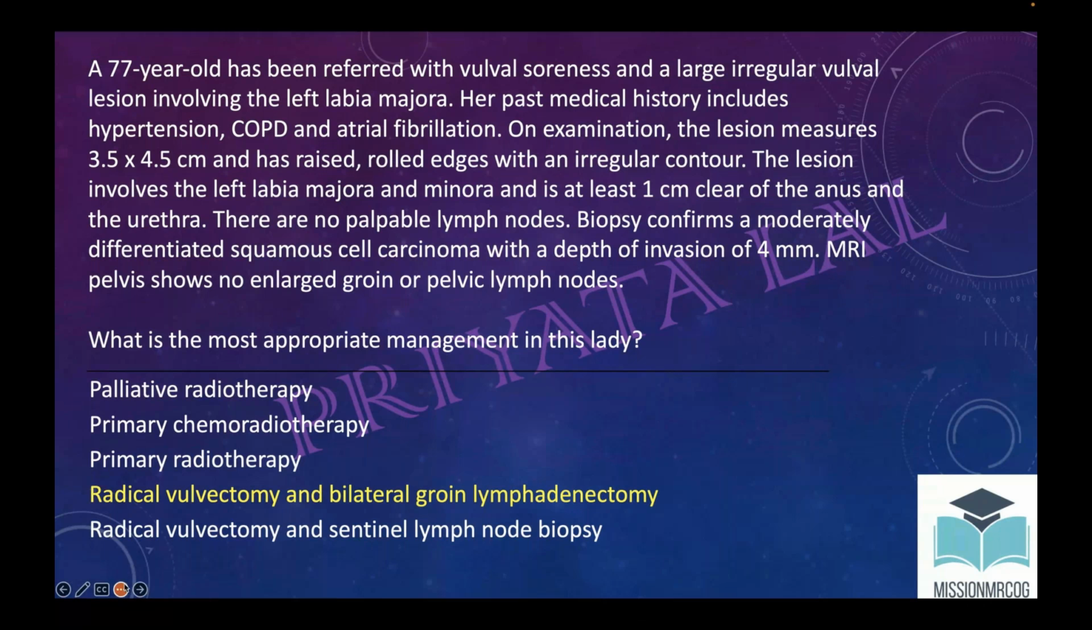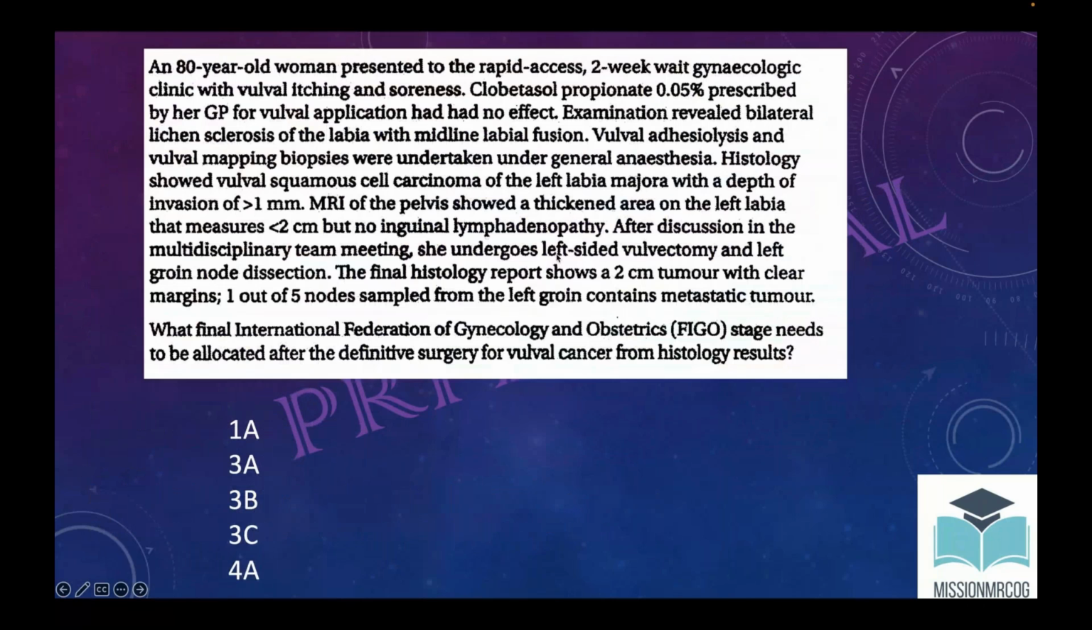okay. So now you read the 80-year-old woman. Now you read it from here. So histology shows vulval carcinoma, left labia majora, with depth of invasion less than 1 mm and a thickness that measures less than 2 centimeter. No lymph nodes. After discussion with the team, she goes for left-sided vulvectomy and left node dissection. Final histopathology reports come with a 2 centimeter tumor with a clear margin. 1 out of 5 nodes sampled from the groin contains metastatic tumor. What is the stage?